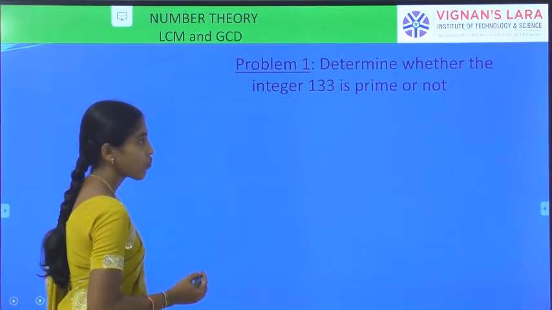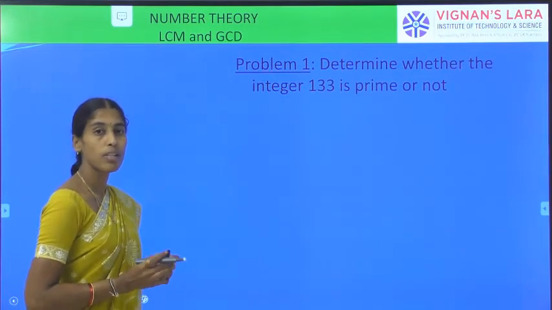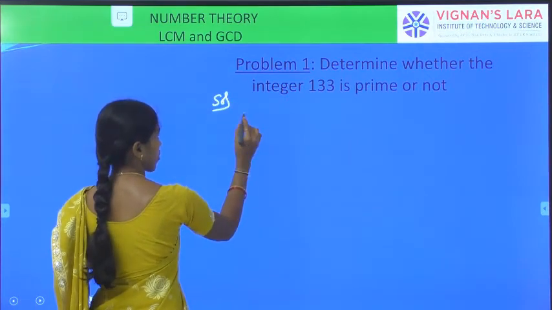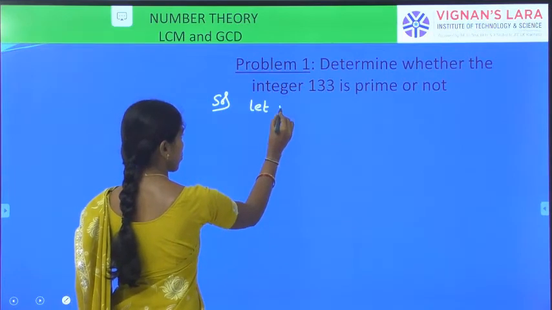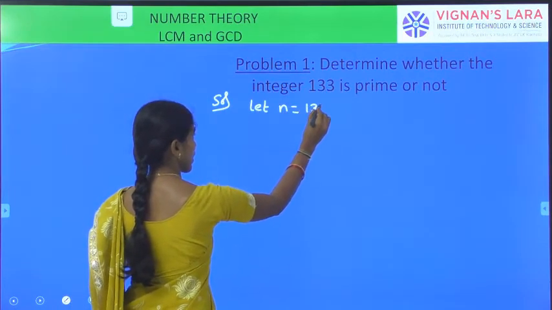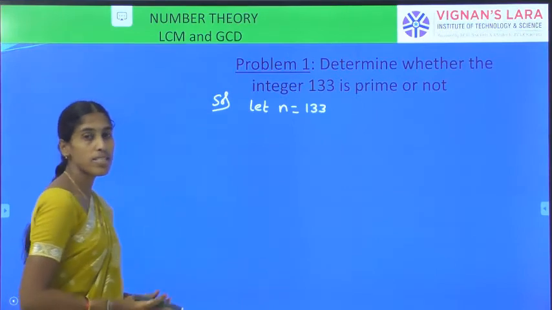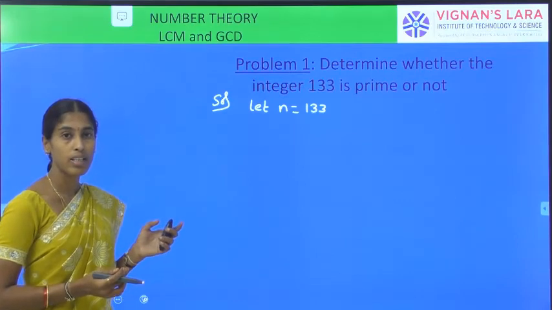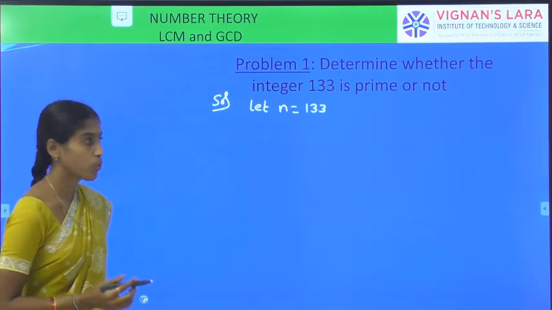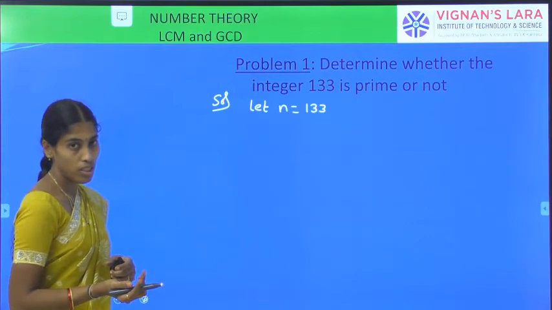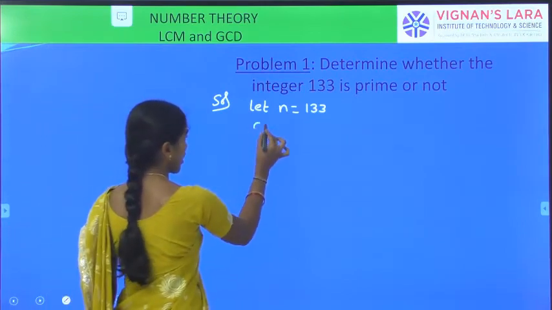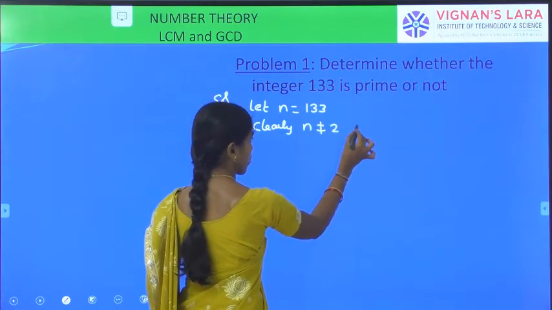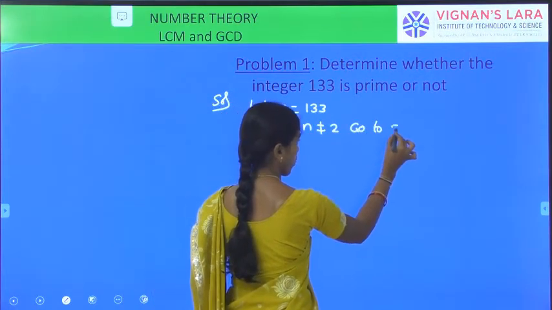Determine whether the integer 133 is prime or not using the algorithm. Let n equal 133. What is step 1? Check whether n is equal to 2 or not. Clearly 133 is not equal to 2, so we go to step 2.